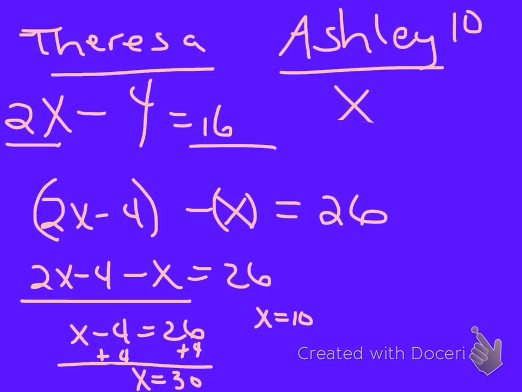So I started and I said, what did we do wrong? So I went back up here. And so if x is 30, Ashley's 30.